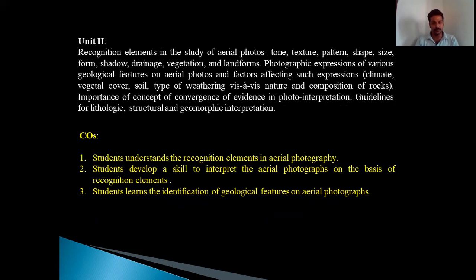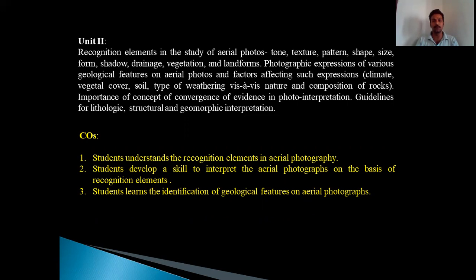Let us see unit 2. In unit 2, the first topic will be recognition elements. So we have certain recognition elements like tone, texture, pattern, shape, size, form, shadow, drainage, vegetation, and landforms. On the basis of them, we are going to interpret the aerial photograph.